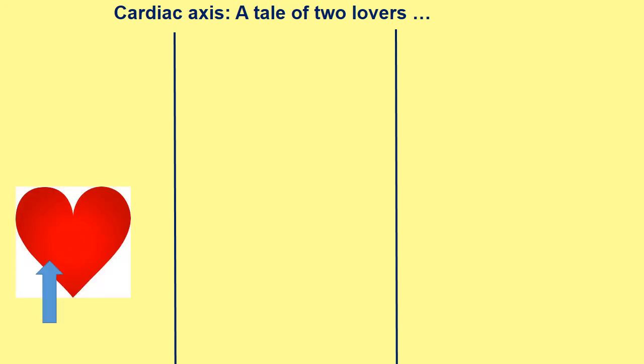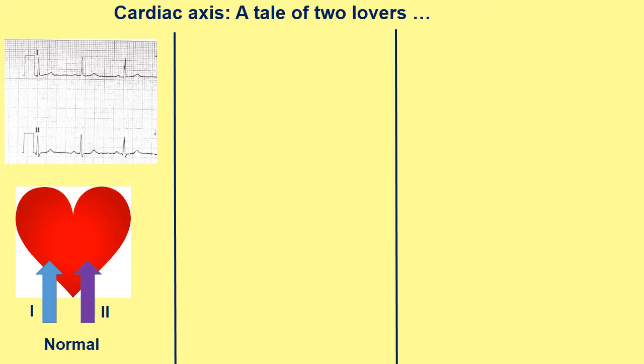So let's say this is a normal person, normal cardiac axis. Lead 1 is pointing up, lead 2 is pointing up. Both of them are pointing in the same direction, both of them are positive. We'll say the relationship is normal. So the relationship between the two lovers is normal. And if you look at the ECG strip, you can see that lead 1 is predominantly positive, so it's pointing upwards mostly, and lead 2 is also predominantly positive, so that's normal cardiac axis.